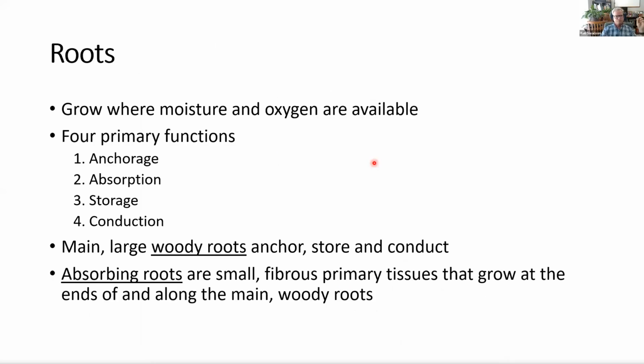Now let's talk about roots. Roots are going to grow where there are two things. Roots are opportunistic. They can only grow where there's air and moisture, and it can't have too much of either. It has to be in the right amounts. There are four primary functions of the root system: anchorage, absorption, storage, and conduction.